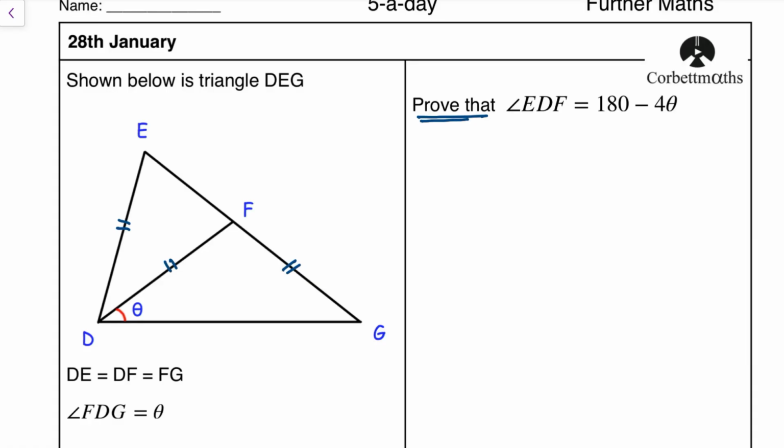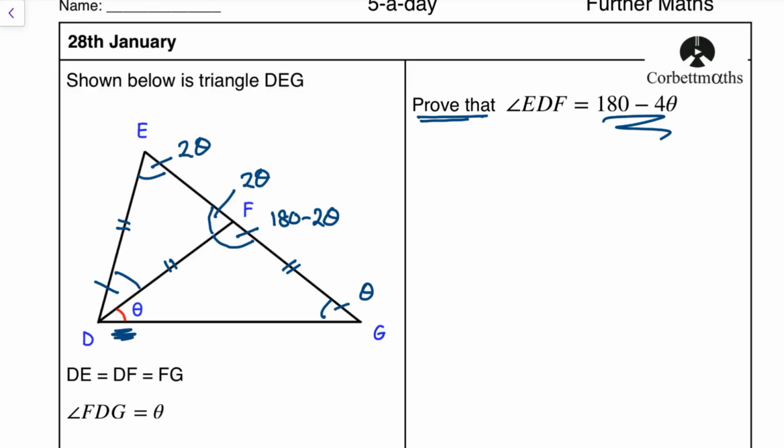So the way that I think this is going to work is I've got theta here, which means that this must also be theta because it's an isosceles triangle, which means that this here must be 180 minus 2 theta, angles in a triangle. And it means that this one over here is going to be 180 minus (180 minus 2 theta), which is also known as 2 theta. Now, because it's an isosceles triangle, that means this is also 2 theta, which means that this one is going to be 180 minus 4 theta, which is the thing I'm trying to show. So that's going to be my method.